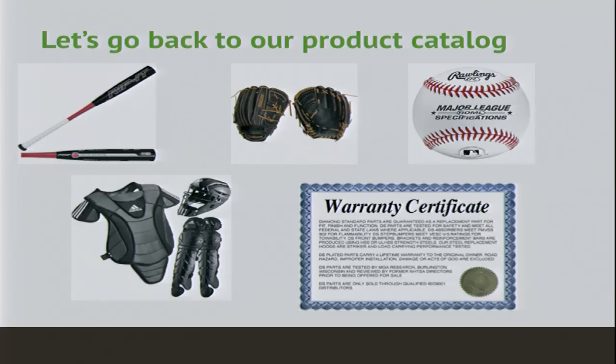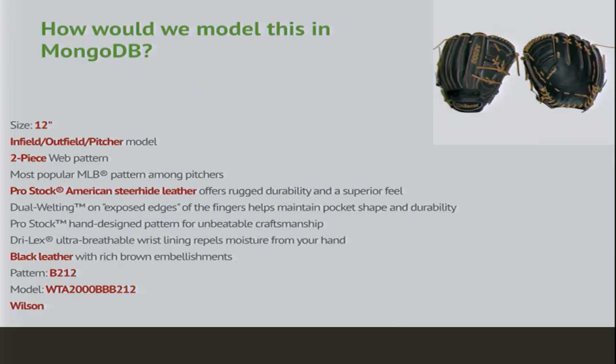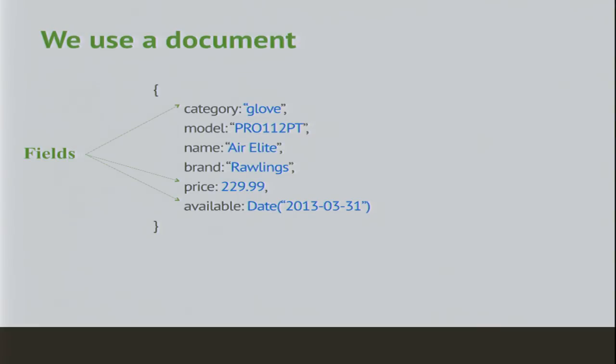But let's take an example. Going back to our example with the sports goods, here again we will manage the gloves, the bat, and so on. So the same properties you will manage in one single document. So you have fields. And one important point: sometimes you hear that NoSQL databases or MongoDB or other engines are schemaless. They are not really schemaless. They are schemaless in the sense that the database itself does not validate the schema.